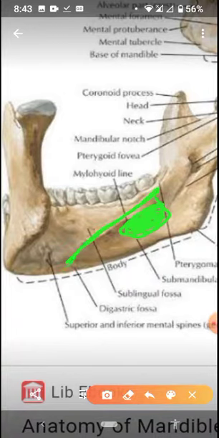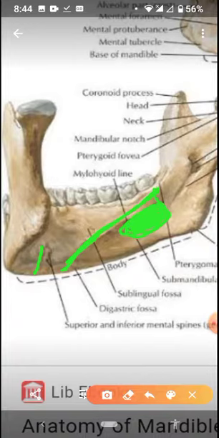This is the mylohyoid line, and this is the mental spine. On the lateral part of the posterior part of the mylohyoid line, you can see a depression which is called the submandibular fossa. In the submandibular fossa, the submandibular salivary gland is present.